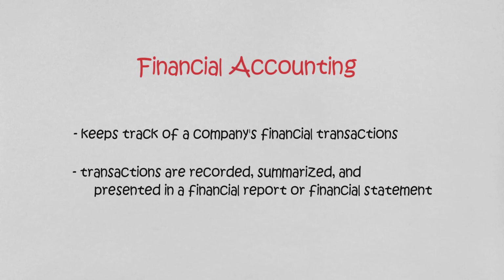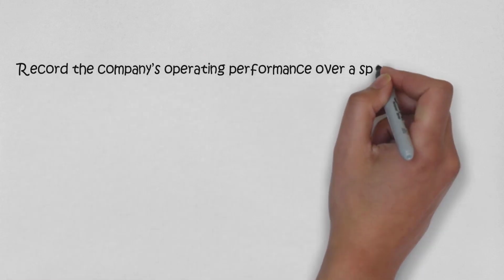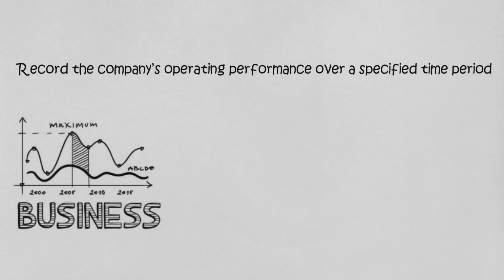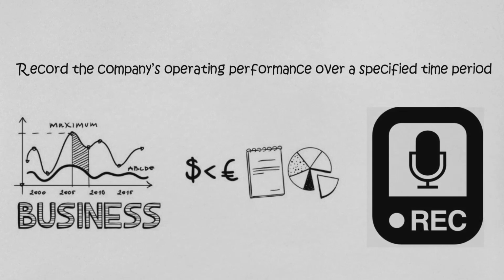So why is all of this stuff done in the first place? Why bother collecting that information, you might ask? Well, these so-called financial reports and statements record the company's operating performance over a specified time period. Companies generally show their financial performance and position to people outside the company, including investors, creditors, suppliers, and customers, in order to get cash inflows and investments from them.